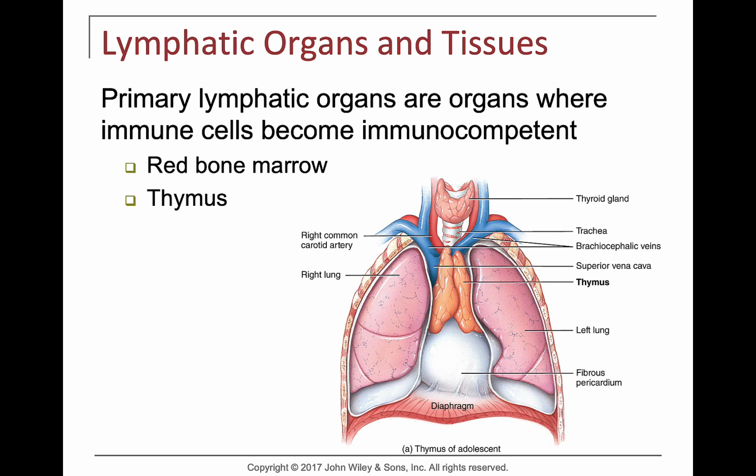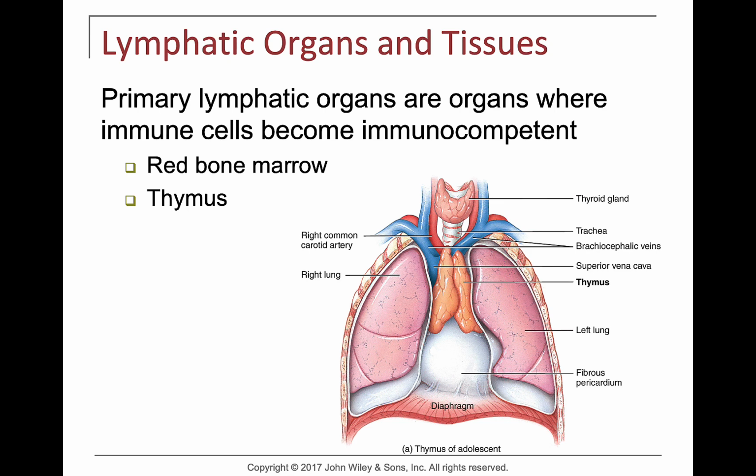And the two primary lymphatic organs are the red bone marrow and the thymus. So the red bone marrow is where we create both B and T lymphocytes. B lymphocytes become immunocompetent, or learn how to do their job, in red bone marrow. T lymphocytes are born, we'll say, are made in the red bone marrow, just like all other blood cells, including lymphocytes, but they travel to the thymus, which you see in this area between the lungs, to learn immunocompetence, or to learn how to do their job.